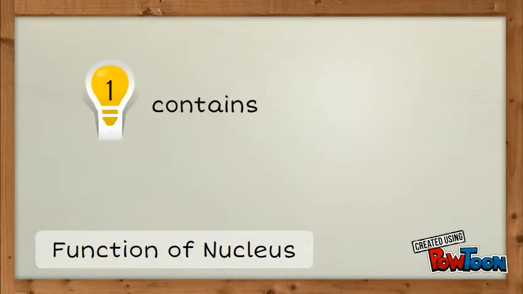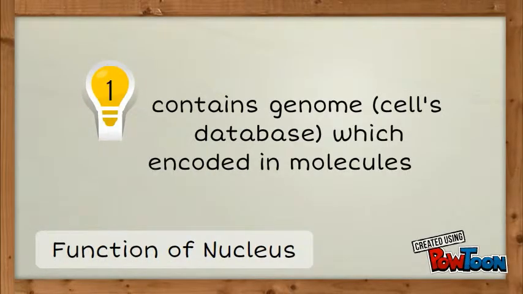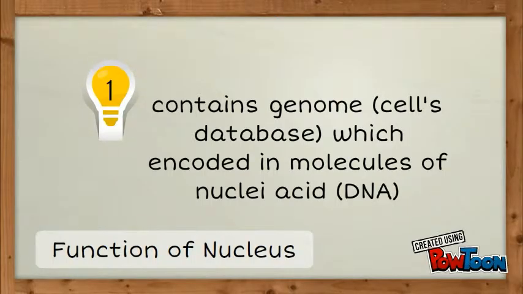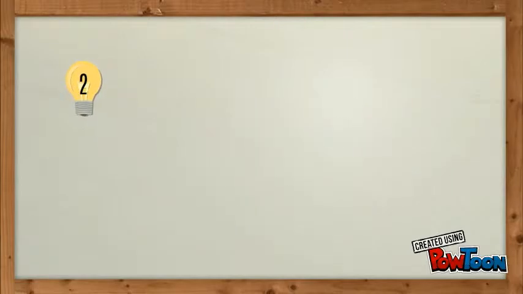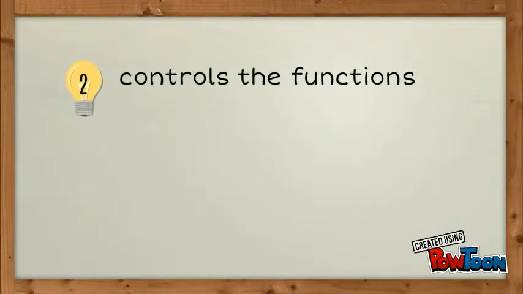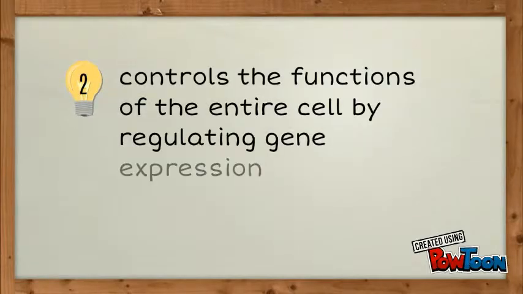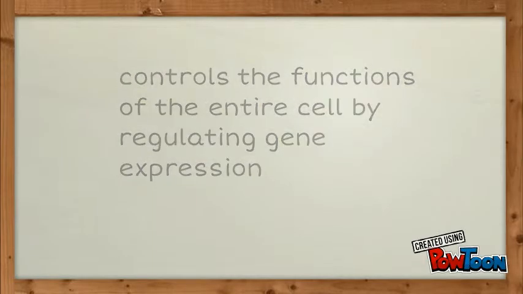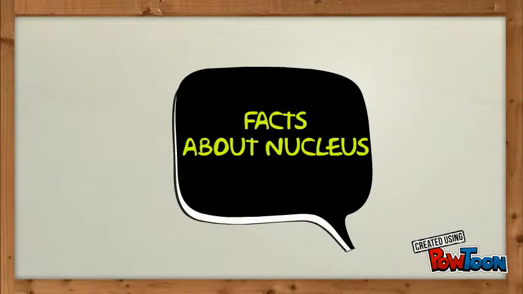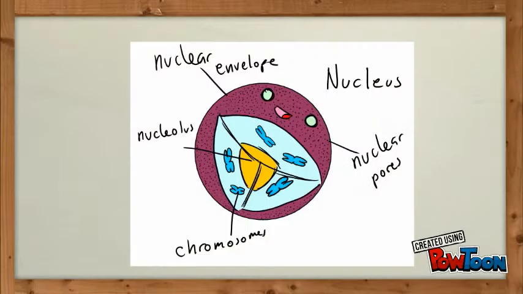Next, the function of nucleus. It contains genome cells database, which encoded in molecules of nucleic acid, also known as DNA. It also controls the function of the entire cells by regulating gene expression, whereby the nucleus will signal production of proteins through transcription and translation of mRNA. Here are some facts about nucleus.